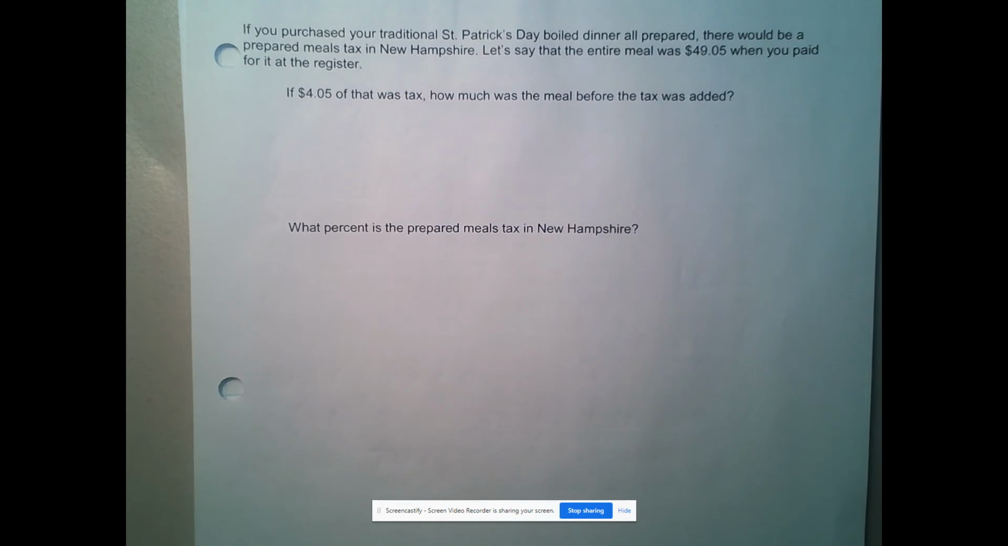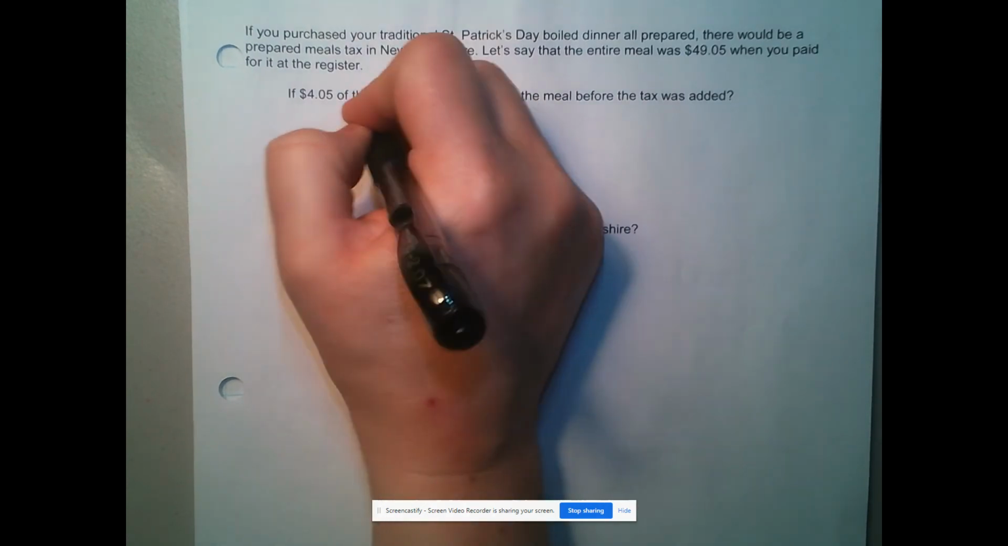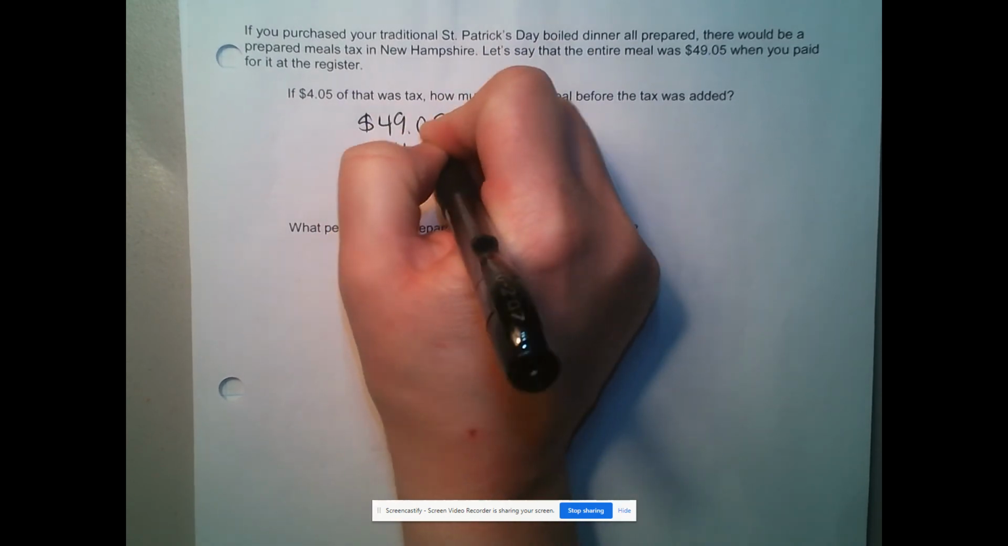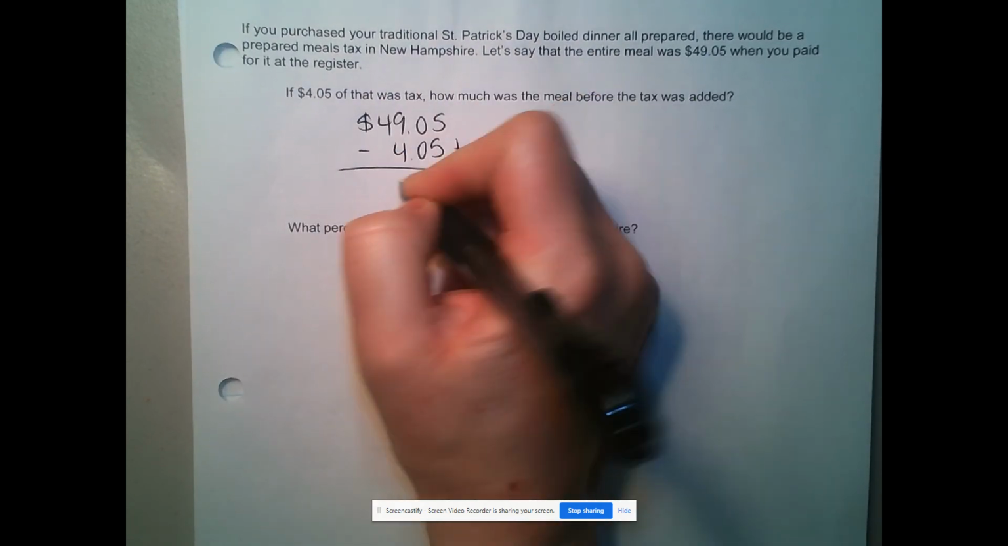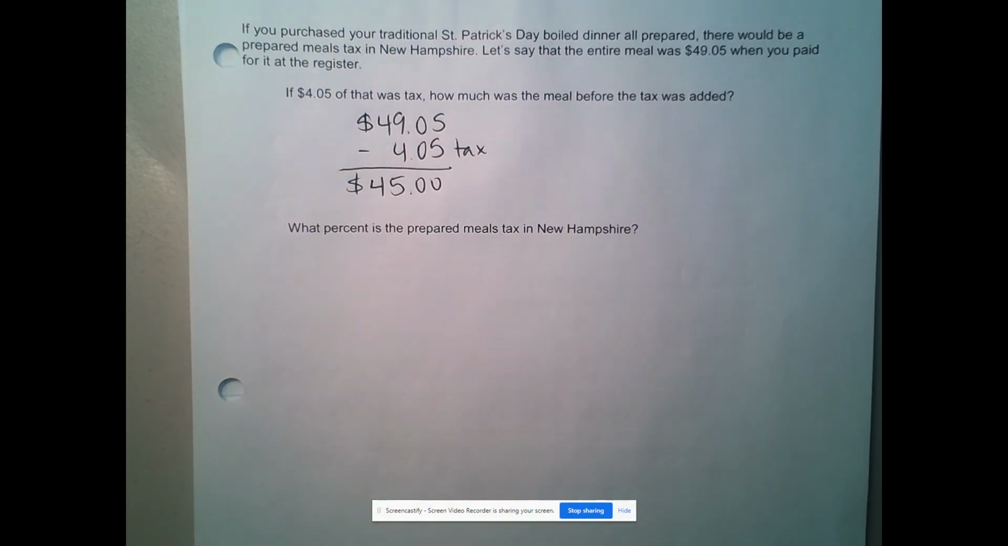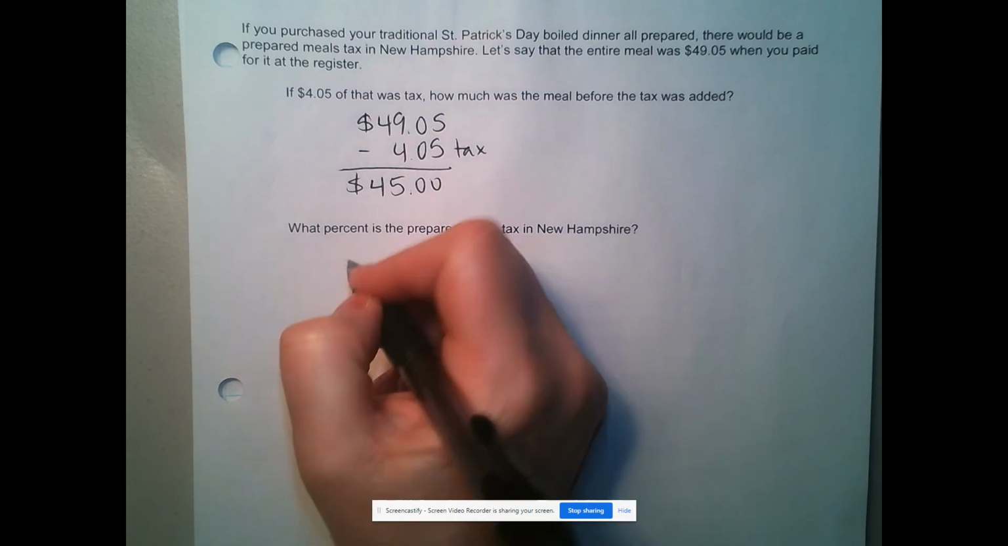So all we're asking you to do is go backwards and say, if I walked up to the counter and they wanted $49.05, but $4.05 of that was tax, we would take the $49.05, take off the $4.05 that was tax. The price of the meal before tax was $45. Okay. Have you ever wondered about the prepared meals tax in New Hampshire? What percent is it?